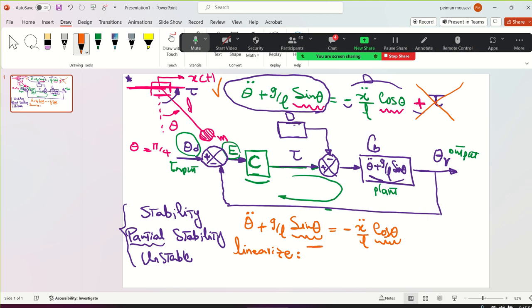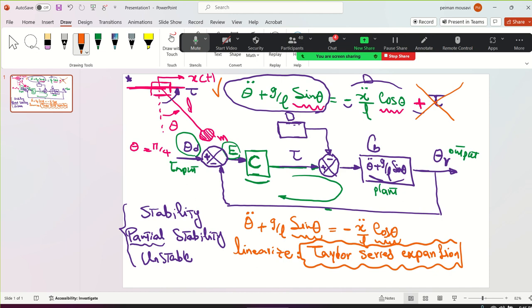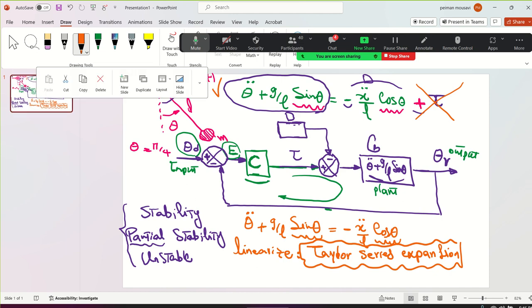Using what? Using the Taylor series expansion. For those of you who are not in my vibration class, I'm teaching it here, because for any nonlinear ODE you get, first you have to use Taylor series expansion. Can I go to the next page? Yes, guys?